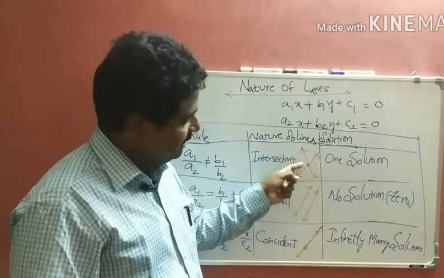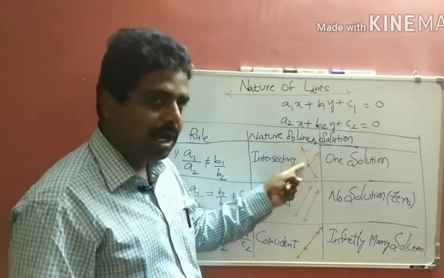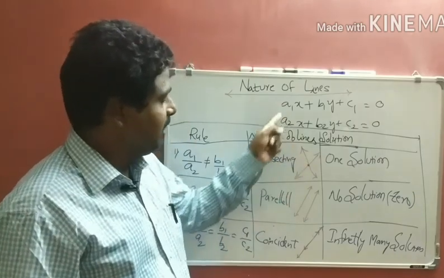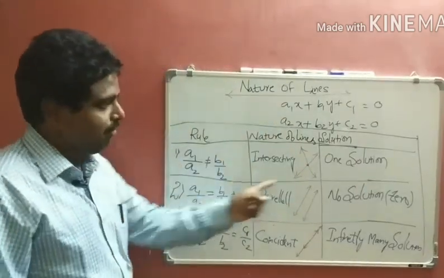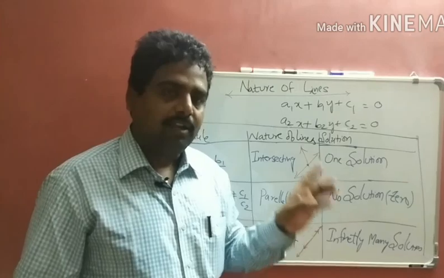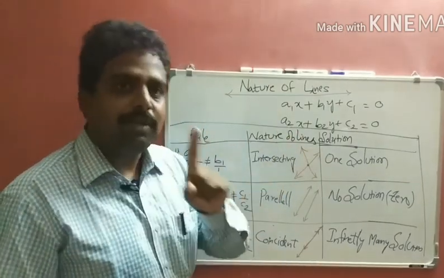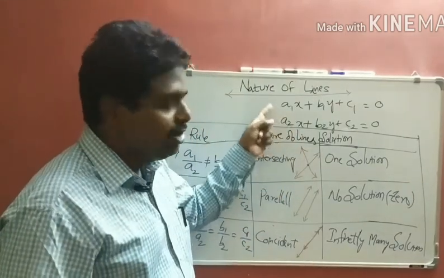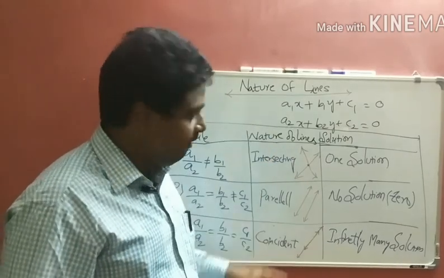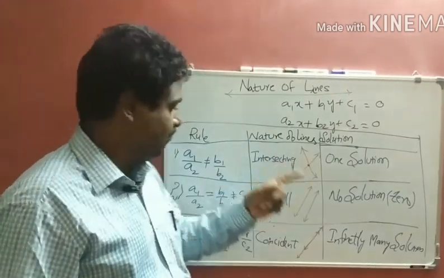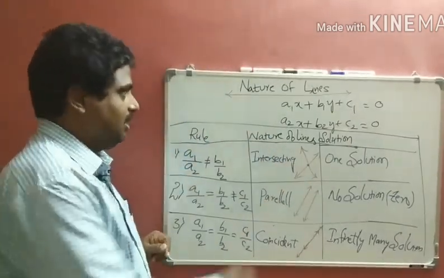Since here we are having only one common point, the solution of the linear equations for this type of case is only one solution. If we solve these two linear equations, we get one solution. If we draw these two linear equations on the graph, we get a graph like this.